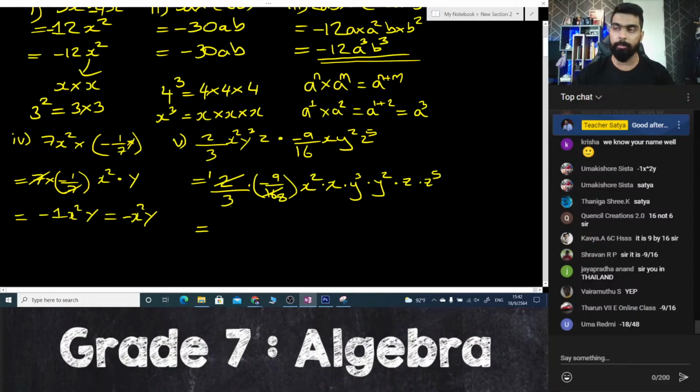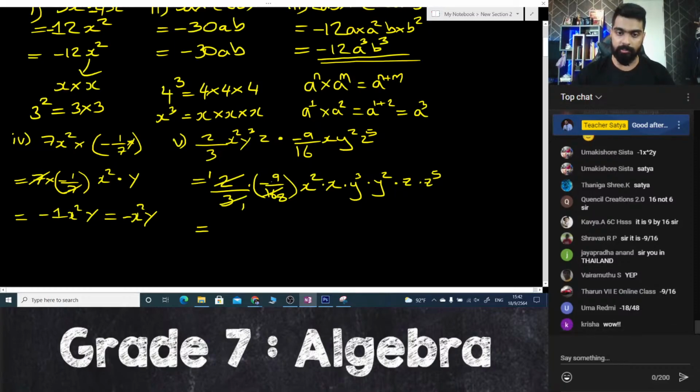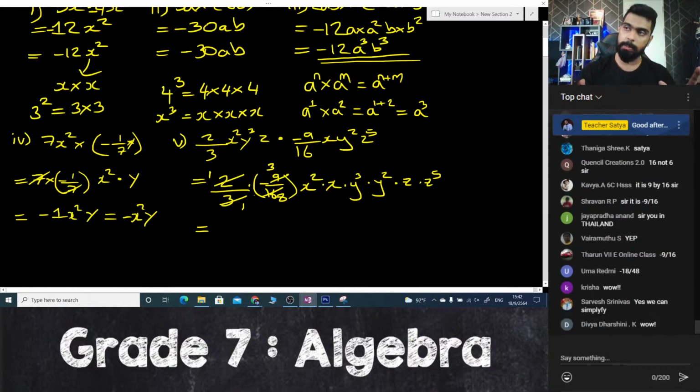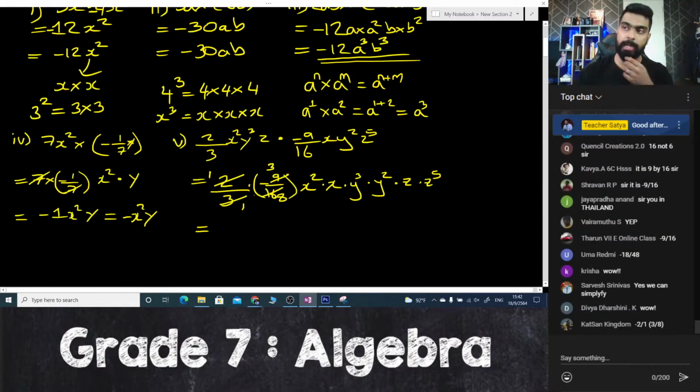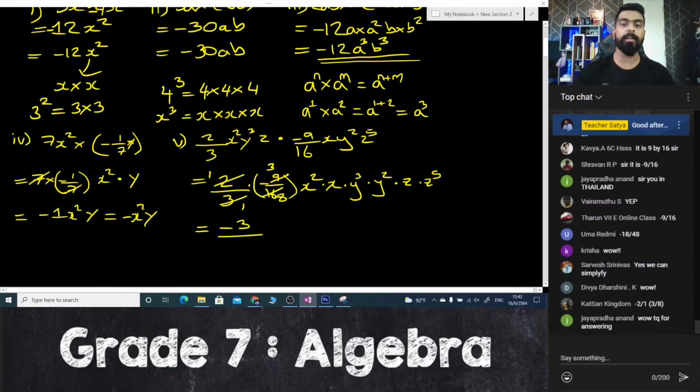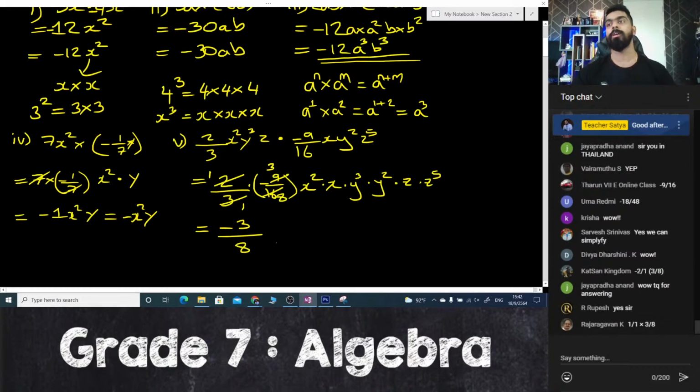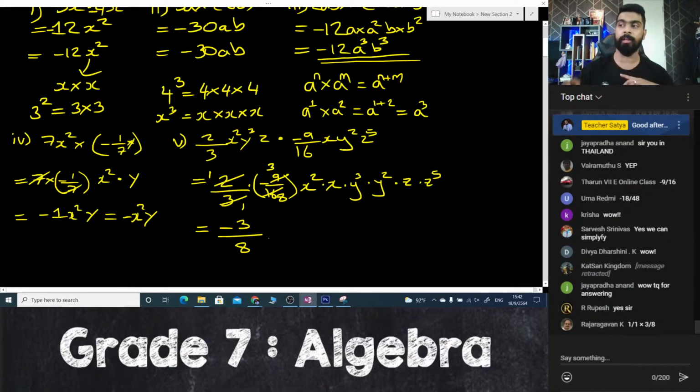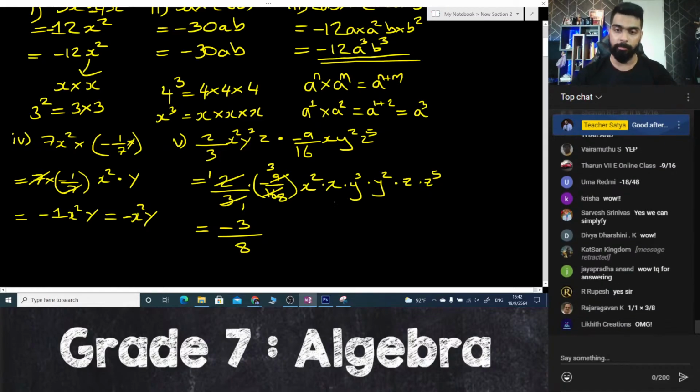Here also, we can simplify 3 and 9. 3 will change to 1 and this 9 will change to 3. So now, once we have simplified the fraction, we can easily multiply it. 1 multiplied by negative 3 is going to give us negative 3 in the numerator. And in the denominator, 1 multiplied by 8 is equal to 8. And again, guys, do not forget the negative sign. Here's where many students make the mistake.